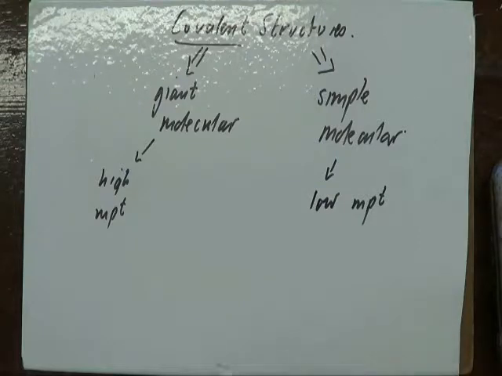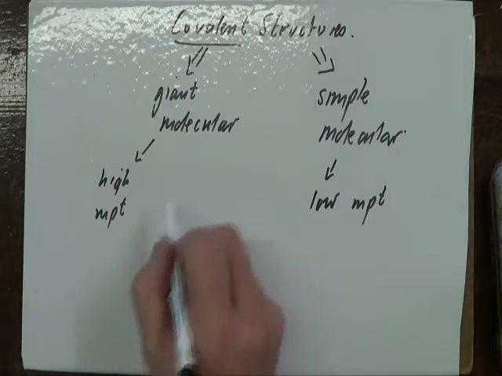Typical examples that you would know would be nitrogen, carbon dioxide, oxygen, water, which is a liquid, fluorine, which is a gas, chlorine, which is a gas, etc., etc.